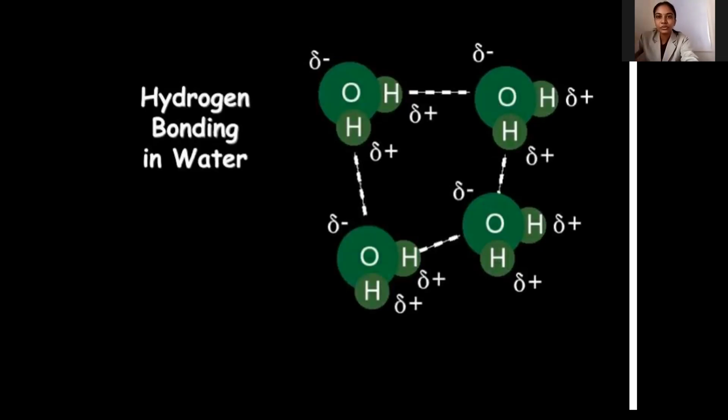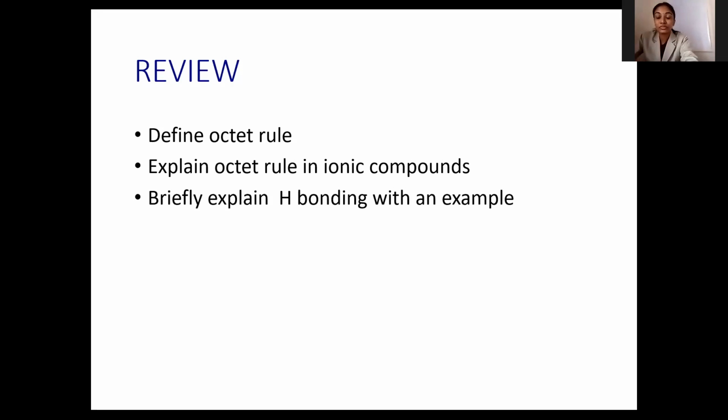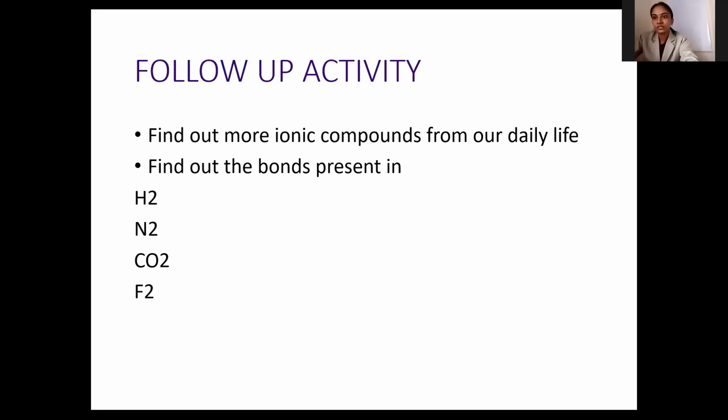And in the next slide, you can go to the follow-up review questions. Define octet rule. You have studied the octet rule, so I think you can answer this. Explain octet rule in ionic compounds. Here we have discussed the octet rule in ionic compounds as well as covalent compounds. And the third question is, briefly explain hydrogen bonding with an example. That's all. Here you have the follow-up activity.